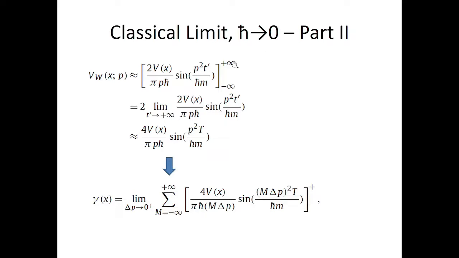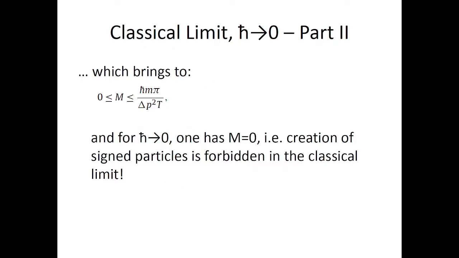evaluated between plus infinity and minus infinity. If you take this into account and do the calculation, you end up with this approximation here, which is described in the paper that I mentioned before. Out of this approximation, it is now possible to calculate the gamma function, which now looks like this limit of this sum here. So what can we say?